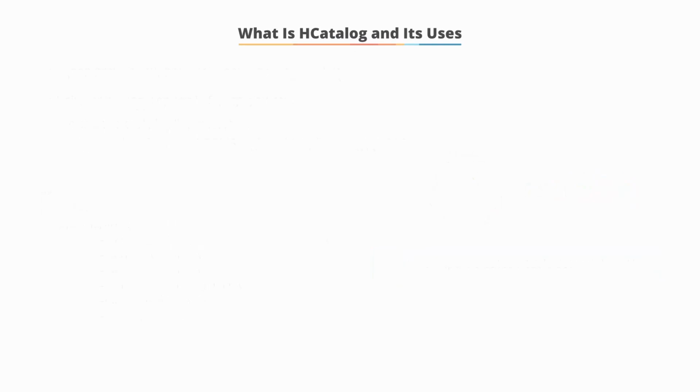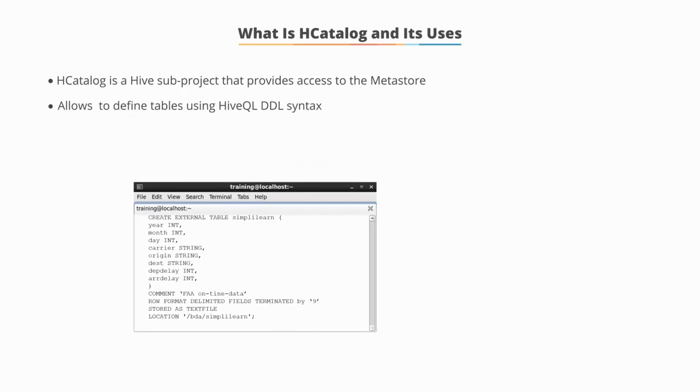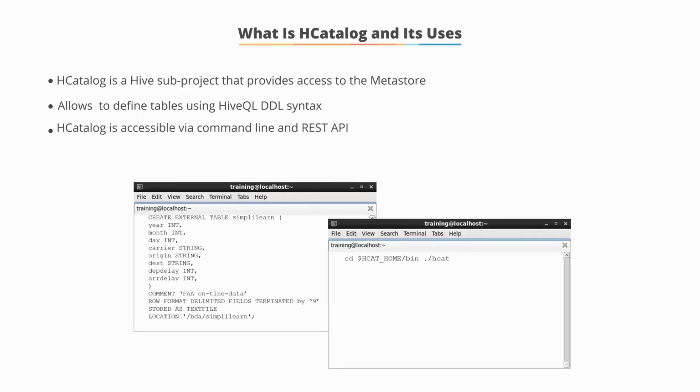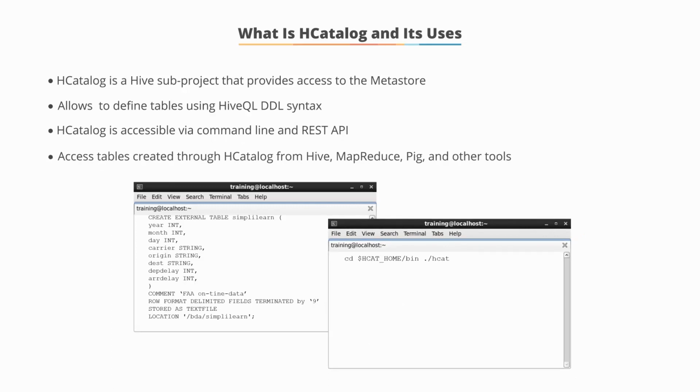What is HCatalog and what are its uses? Well, HCatalog is a Hive subproject that provides access to the Metastore. Uses of HCatalog are the following. It allows users to define tables using HiveQL's DDL syntax. It is accessible via command line and also via a REST API. It allows users to access tables created through the HCatalog from Hive, Impala, MapReduce, Pig, and so on.